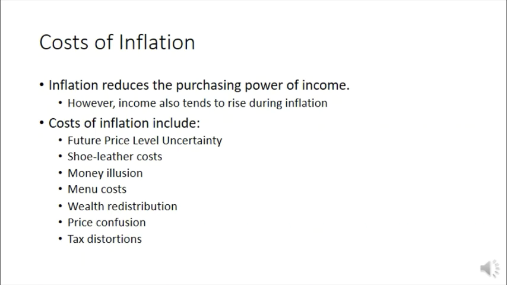Welcome back. We ended last video with a question of what the cost of inflation might be. This is quite interesting because there are some dynamic elements at play. Inflation not only reduces the purchasing power of your income, so your money is less valuable, but in inflationary periods, you're also typically earning more money. To what extent do these things balance each other out, and to what extent are there additional or hidden costs associated with it? Costs of inflation include uncertainty about the future price level.